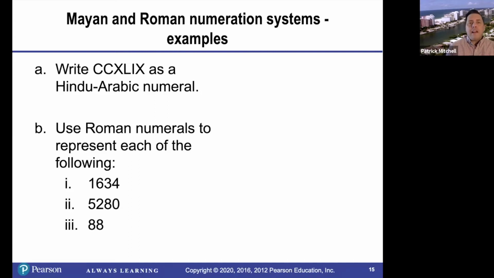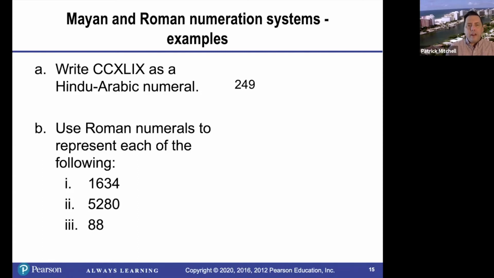So first, we're writing CCXLIX as a Hindu Arabic numeral. CC represents 200. And then XL, that was one of the ones that was on the list for the subtractive numbers. That represents 40. So far we have 200, 40. And then here's another subtractive number, IX represents 9. So this number is 249.